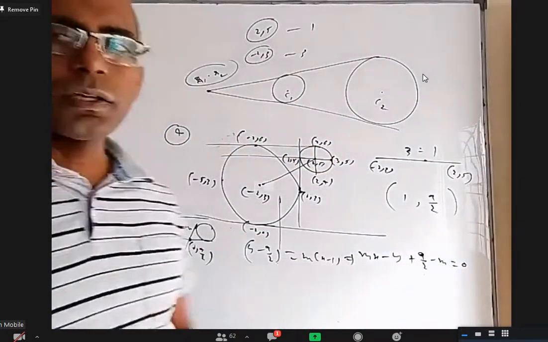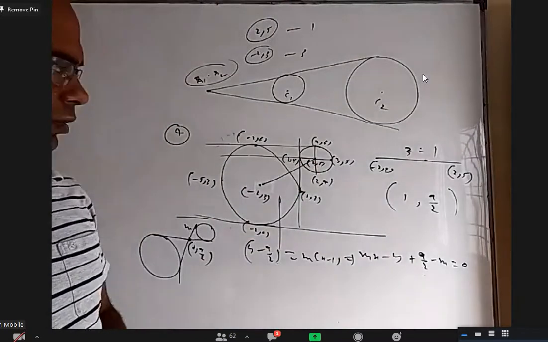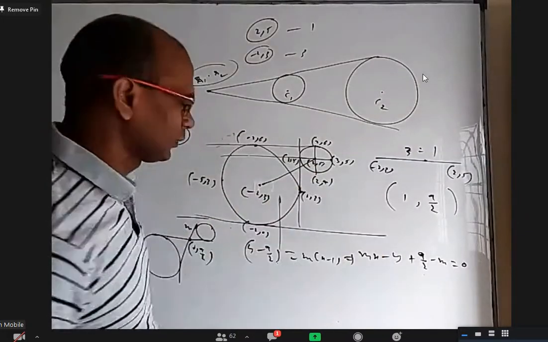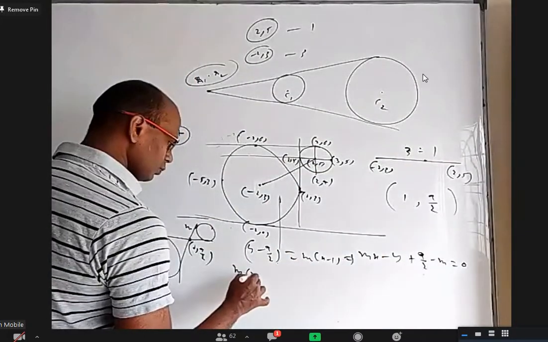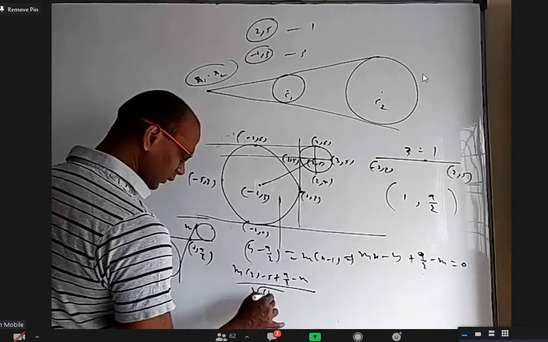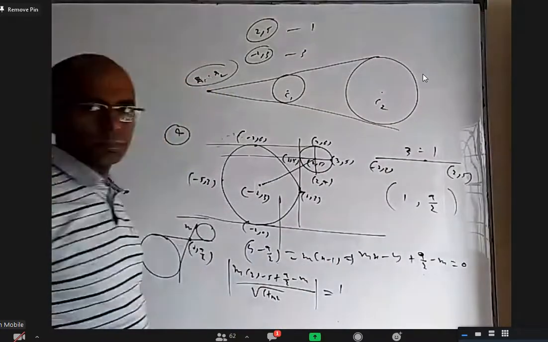How to find the m value? You take any one of the circle centers, perpendicular distance equals radius. You apply that. For example, you take (2, 5). That will be |m·2 minus 5 plus 9/2 minus m| by root over 1 plus m square, equal to the radius, which is 1 unit.